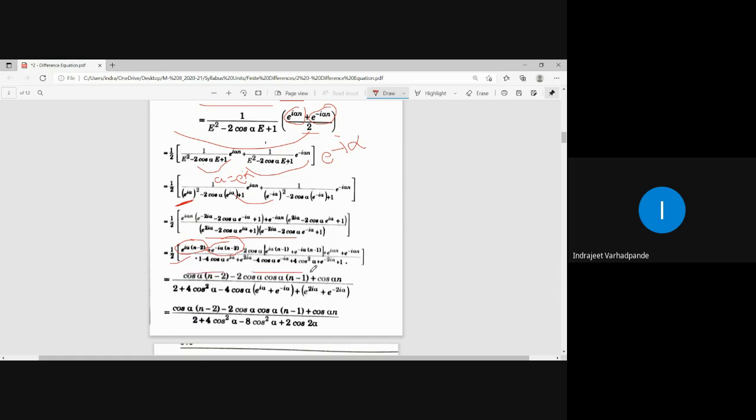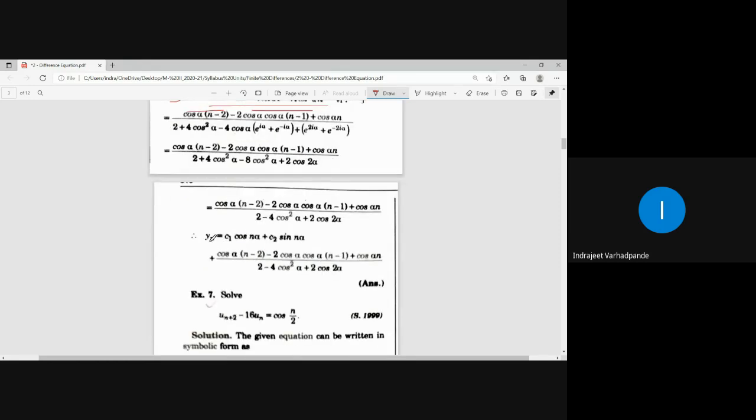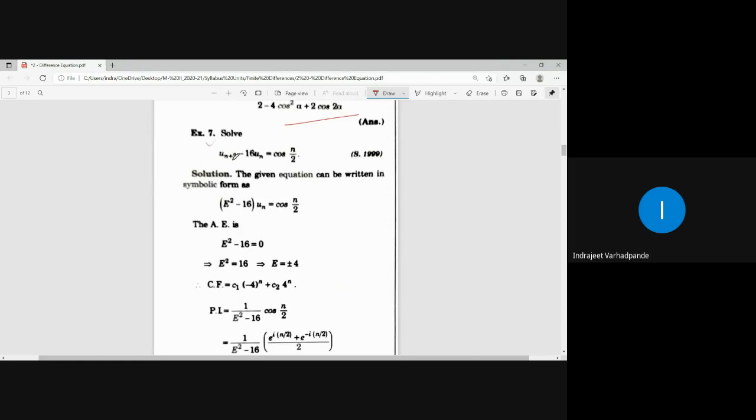Cos alpha into n minus 2, cos alpha into cos alpha n minus 1 and so on. Denominator में bracket open करिएगा. Your answer is this: cos alpha into n minus 2 minus 2 cos alpha and so on. Complete general solution is given by yn is equal to c1 cos n alpha plus c2 sin n alpha plus so and so. This is how we try to simplify and get the final answer as yn is equal to CF plus PI.